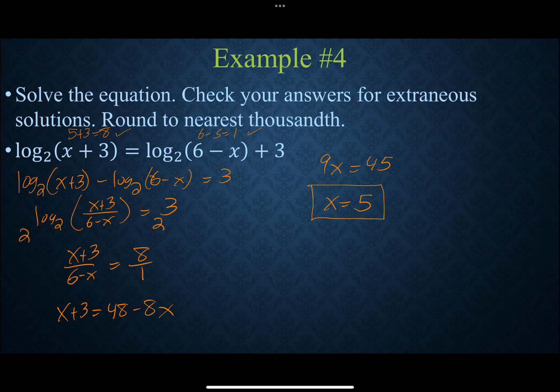All right, so that's our solving log equations. Those are the kind of problems you guys are going to see. Make sure you're comfortable with the process of condensing them. Make sure you're comfortable with the process of checking your answers for extraneous solutions. That kind of stuff will come up fairly often.